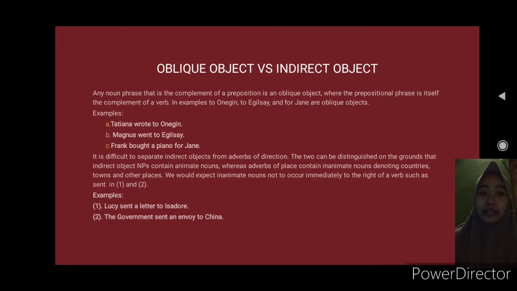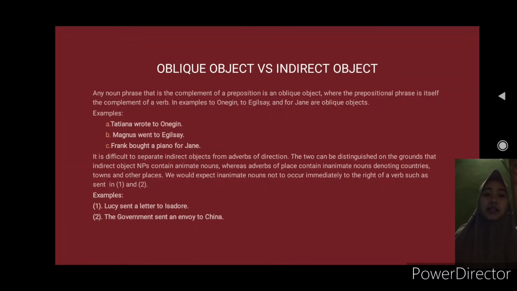So oblique object is similar in the indirect object, but the difference is that the oblique object occur in a prepositional phrase. Jadi sebenarnya oblique object sama indirect object itu sama, namun perbedaannya ada pada prepositional phrase-nya. Jadi setiap non-phrase yang merupakan pelengkap preposisi disebut oblique object, di mana preposisi frasenya itu sendiri adalah pelengkap dari kata kerja.